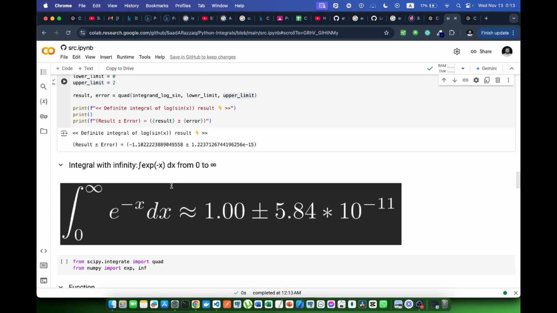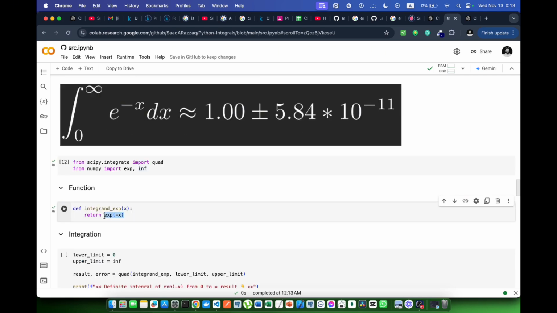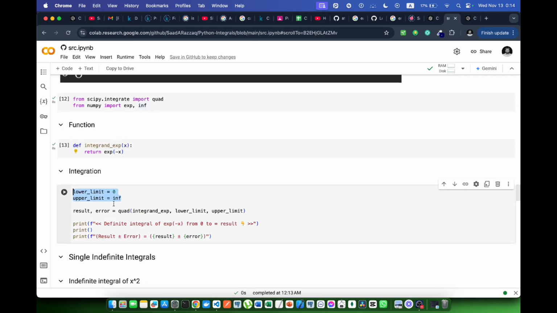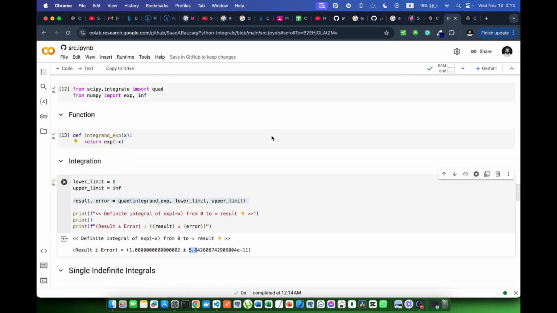Moving on to the next one. So here there is a challenge. There is an infinity sign. So how are we going to handle infinities? In Python we have something called INF in NumPy. INF represents infinity, and here E is basically exponential. So exp is also present in NumPy, so we are going to use NumPy for this. Now running the function exp minus x, and here we define the lower limit and upper limit. Let's test the result. So basically 1.0 and 5.84 into 10 to the power minus 11. So our answers are correct.